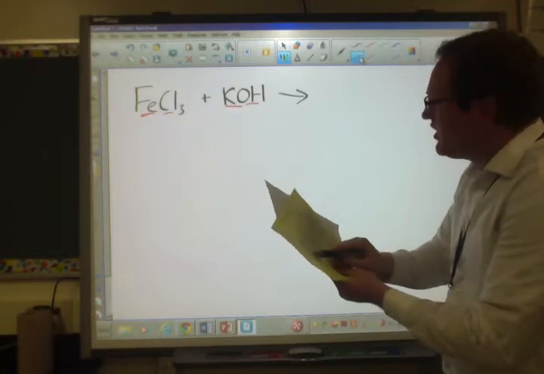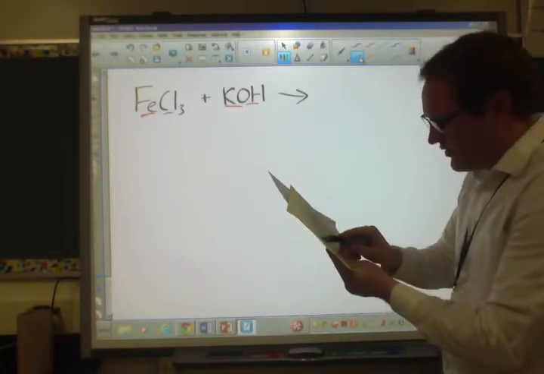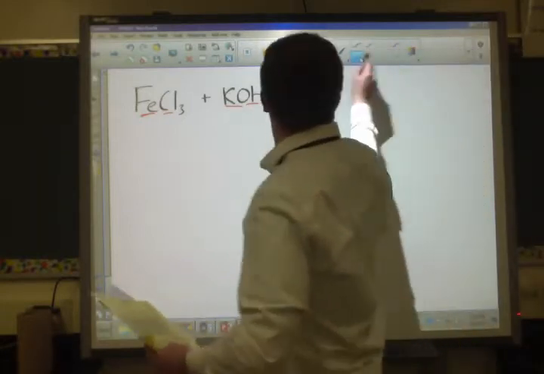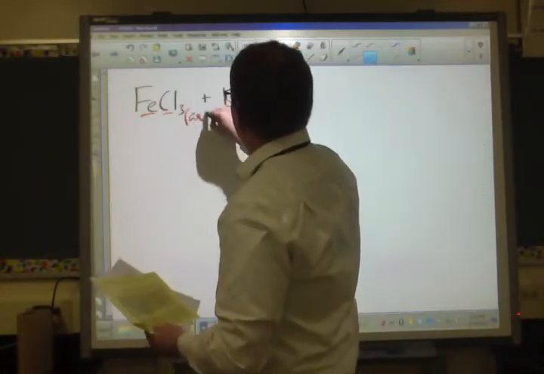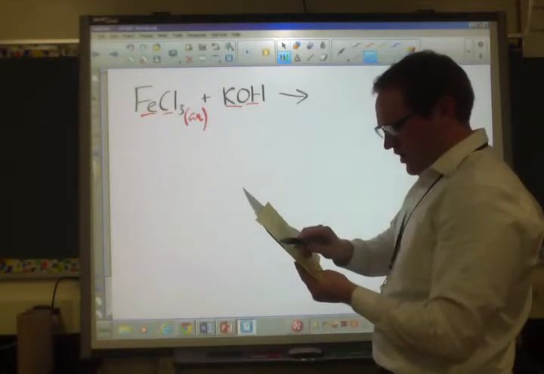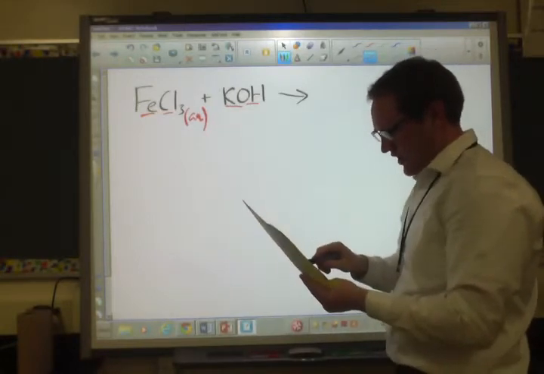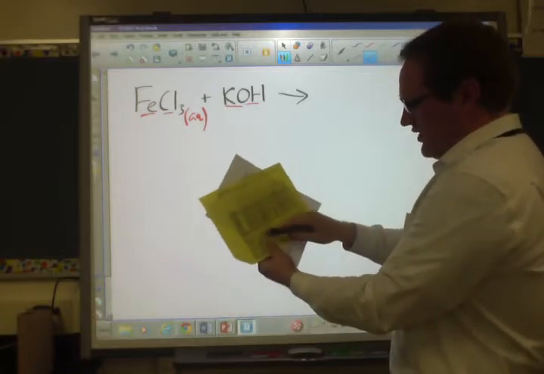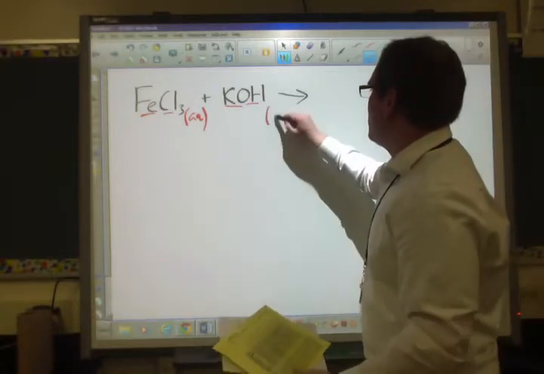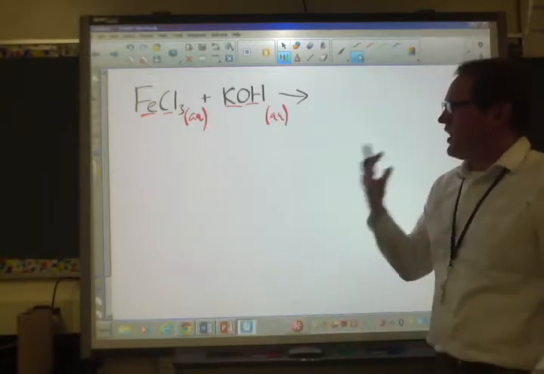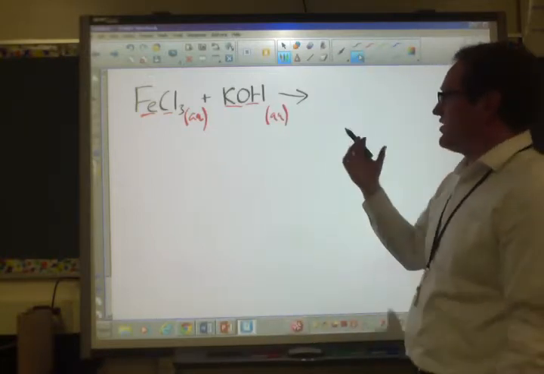So iron 3 chloride gives us aqueous. KOH, so potassium hydroxide, aqueous. By the way, potassium is another one where you see it all the way across. So aqueous. So we know the reaction is going to take place. Let me go ahead and switch my products here.